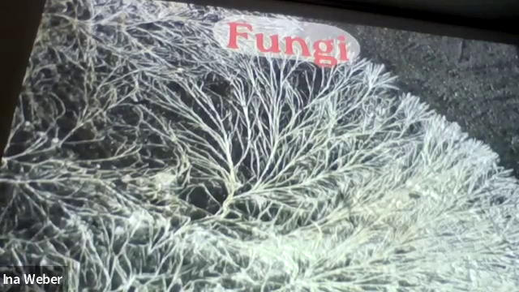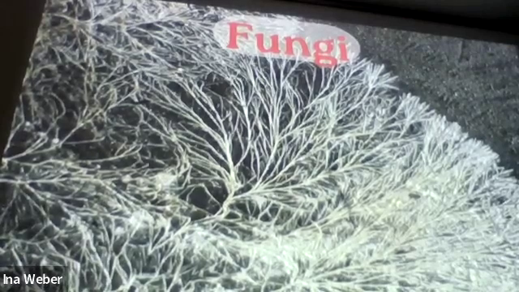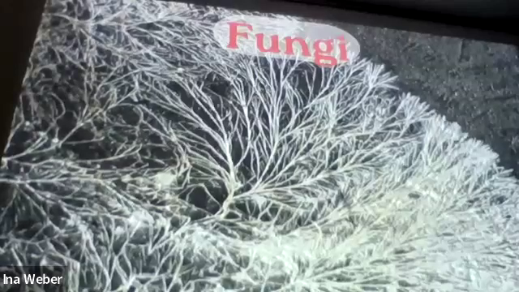So we have the decomposing function of fungi in the soil. We also have the mutualists, which is the symbiotic function of the mycorrhizal fungi that work with plants to gather nutrients and get food from the plants. The third one is the one that everybody says is no good: the pathogenic fungi.